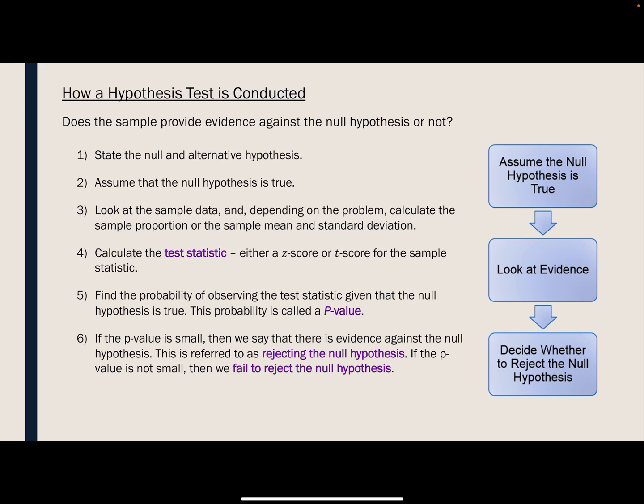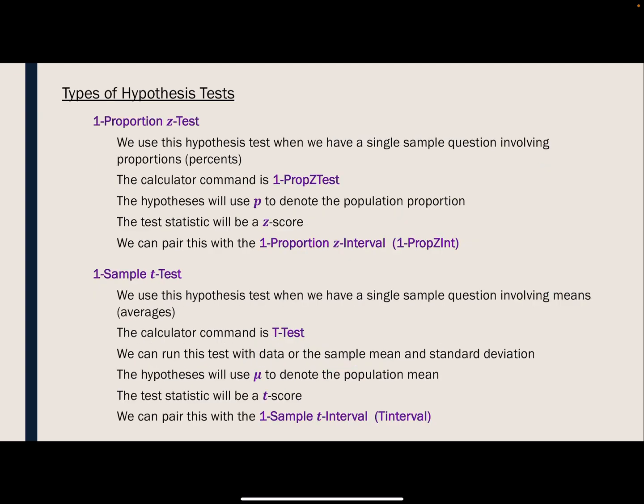The best way to study these is to look at a bunch of examples, so let's do that. We are going to look at two types of hypothesis tests. We're going to look at the 1PropZ test, and this is paired with the 1PropZ interval that you studied in chapter 13. The calculator command is 1PropZTest, and we're going to use p when we talk about the population proportion. And the test statistic, which I know I haven't brought up yet, will be a z-score. And I'll explain it in the next example.